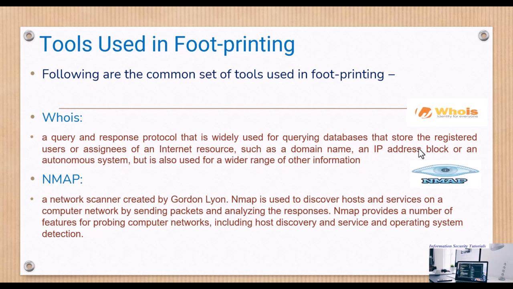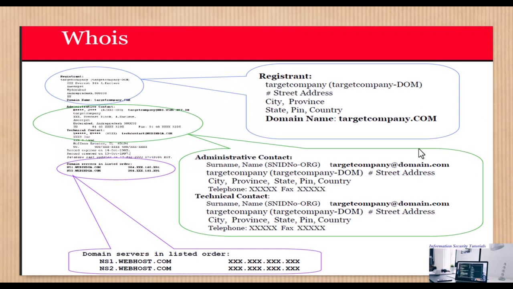to get information about registered users or the size of internet resources such as the domain name and IP address block. As we can see in this picture, we have entered a specific domain to gather footprinting information about it. We got information about the registrant, the administrative contact, the technical contact, and so on. All this information we can then analyze and make use of.